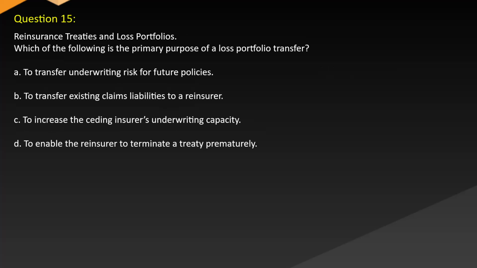Question 15. Reinsurance treaties and loss portfolios. Which of the following is the primary purpose of a loss portfolio transfer? A. To transfer underwriting risk for future policies. B. To transfer existing claims liabilities to a reinsurer. C. To increase the ceding insurer's underwriting capacity. D. To enable the reinsurer to terminate the treaty prematurely.